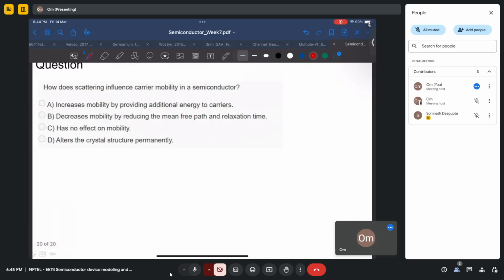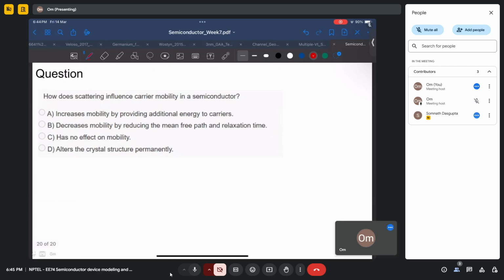Okay. So last question. How does scattering influence the carrier mobility in a semiconductor? A. Increases mobility by providing additional energy to carriers. B. Decreases mobility by reducing the mean free path and relaxation time. C. Has no effect on mobility. D. Alters the crystal structure permanently. No, it's B.